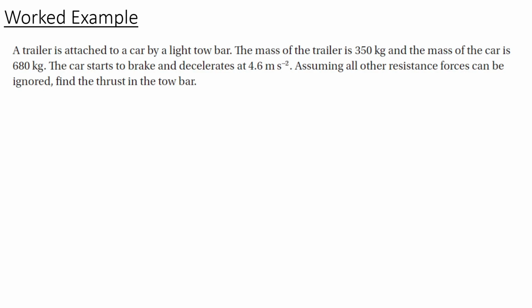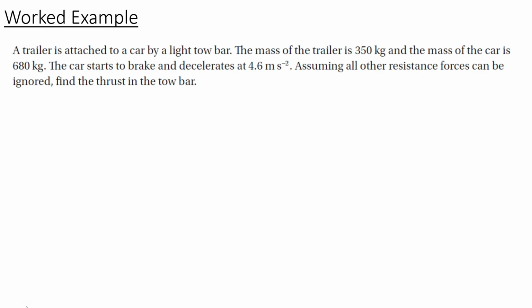So moving on to the next example, it says the trailer is attached to a car by a light tow bar. The mass of the trailer is 350 kilograms and the mass of the car is 680 kilograms. The car starts to brake and decelerates at 4.6 meters per second squared. Assuming all other resistance forces can be ignored, find the thrust in the tow bar.